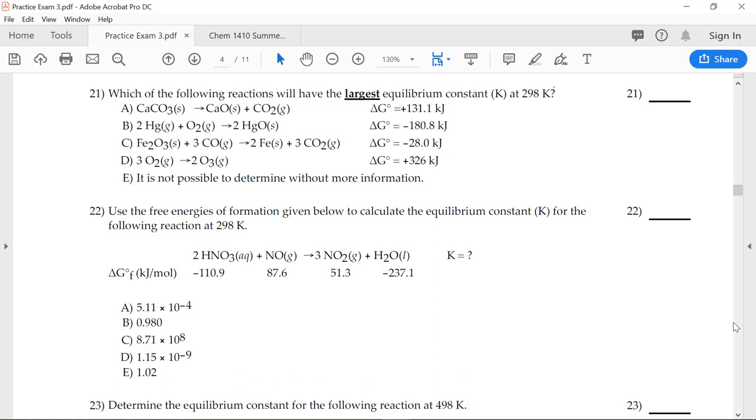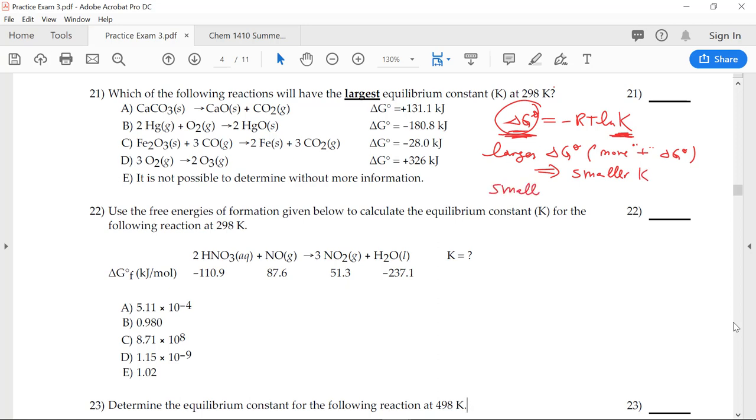You don't actually do the calculation, right? So basically, when you look at this equation, delta G naught is negative RT log K. So you will know the larger the delta G, the smaller the K. The more positive delta G is, then the smaller K is. Then the more negative delta G is, then the larger the K is.